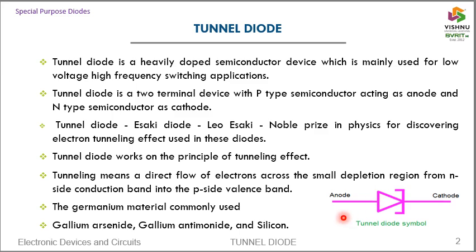A tunnel diode is a heavily doped PN junction diode used for low voltage and high frequency applications. It is a two-terminal device where the P-type acts as the anode and the N-type acts as the cathode. It is also called the Esaki diode, named after Leo Esaki, who discovered the tunneling effect and received the Nobel Prize. The key concept here is the tunneling effect, where electrons pass directly through a very thin depletion region. Common materials used include germanium, gallium arsenide, and silicon. And here you can see the symbol for the tunnel diode.